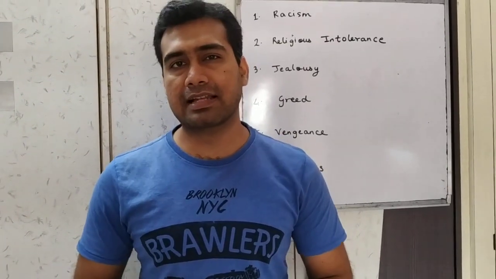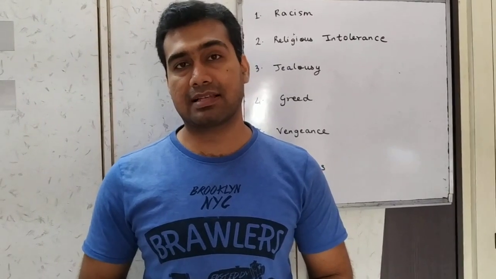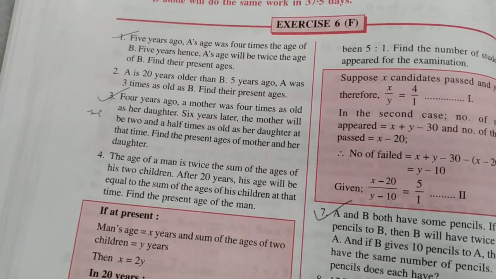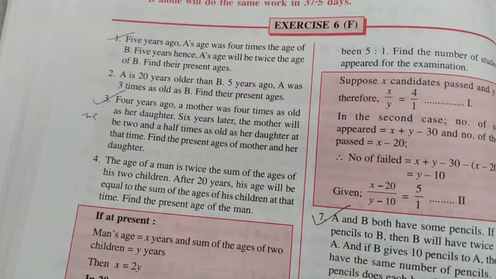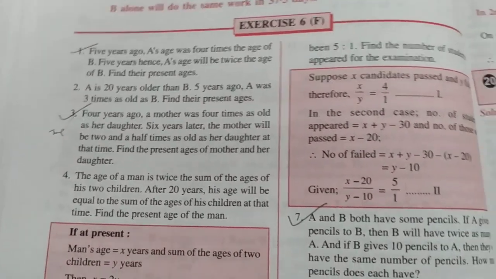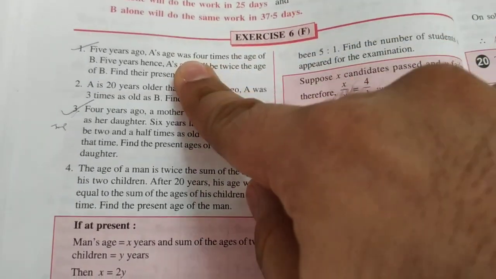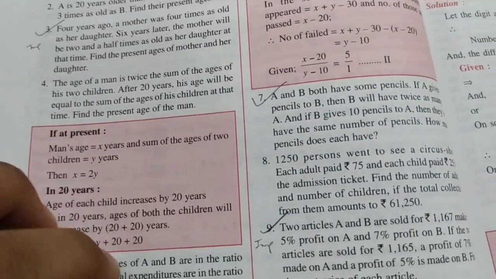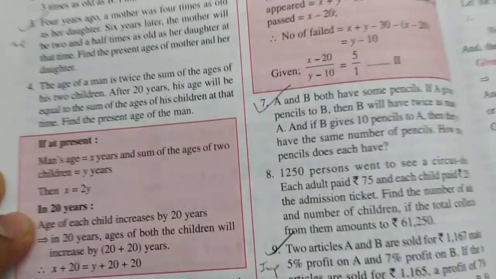Let's study 9th standard ICSE Math exercise 6F. Now in exercise 6F again we have some word problems. Let's do the first sum. By the way, mark the third sum and the ninth sum as IMP.